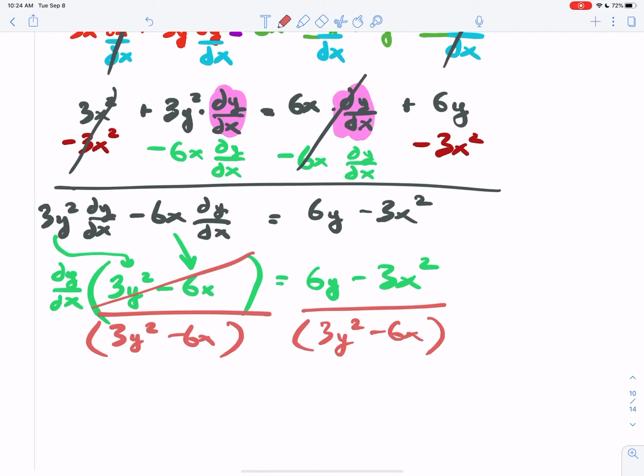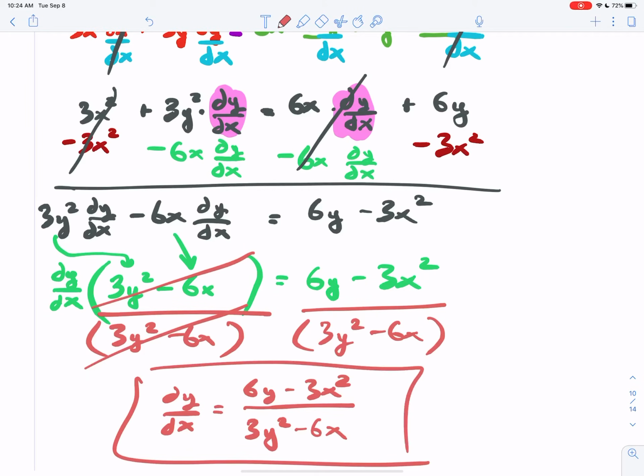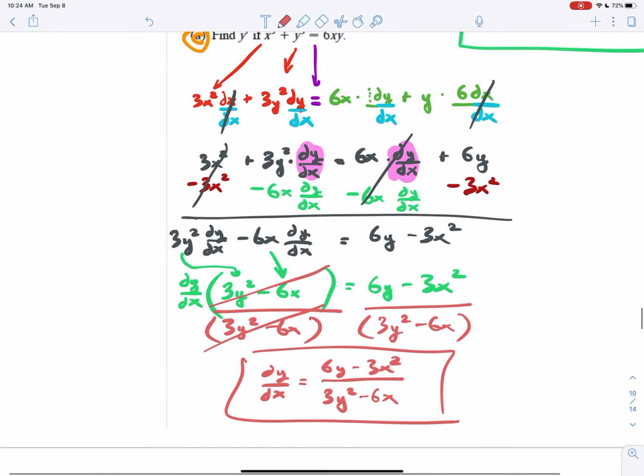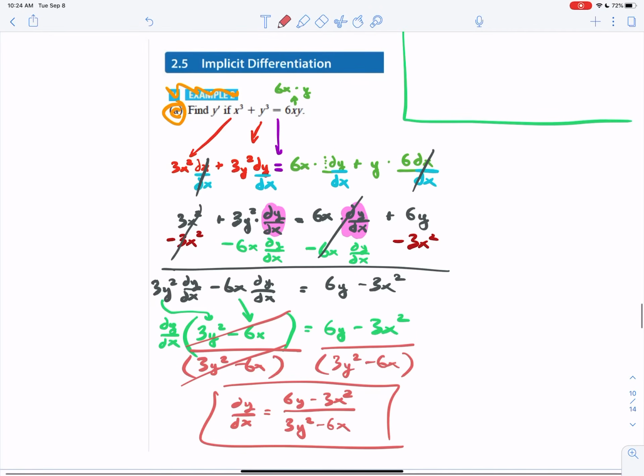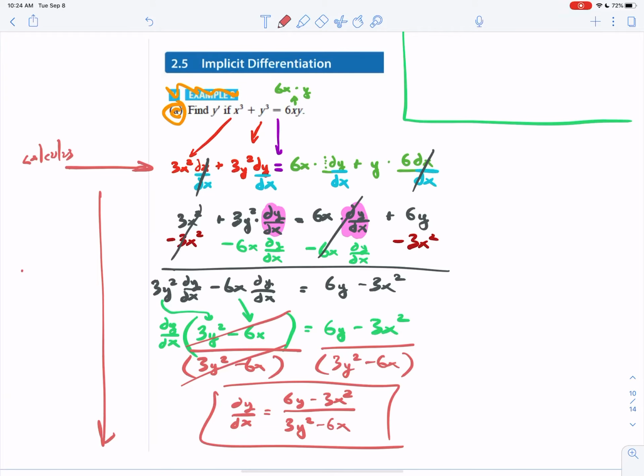So, dy/dx is equal to 6y minus 3x squared all over the quantity 3y squared minus 6x. Although messy, it still is the derivative, the slope of a tangent line, the instantaneous rate of change. If you notice here, though, calculus occurs right here. That's your calculus. The rest is algebra.